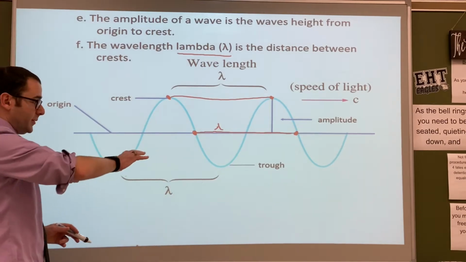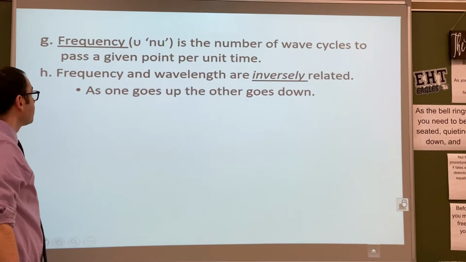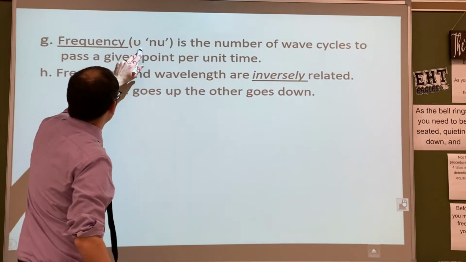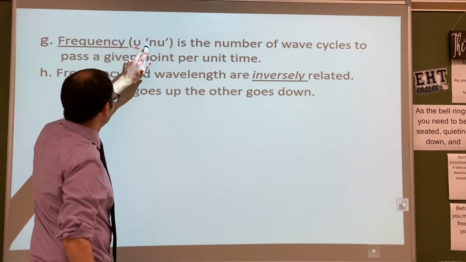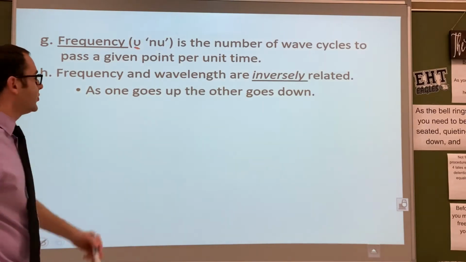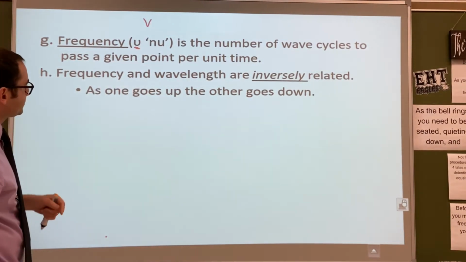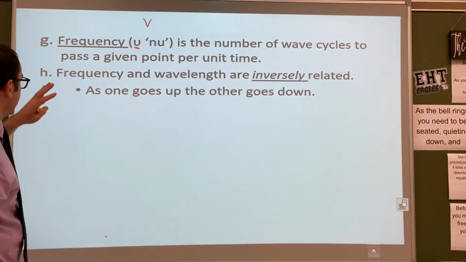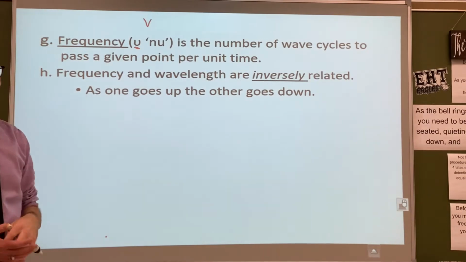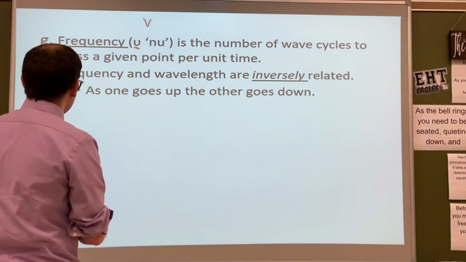Okay, any questions labeling any of that part, the wave? No? Okay. All right, so now frequency. This is another Greek letter. Here we have the nu. Kind of looks like a cross between a U and a V. You can write it like this, you can write it as a V, that's fine. It's the number of wave cycles to pass a given point per unit of time. And it sounds complicated, but it's not. And I'll show you what an example looks like.